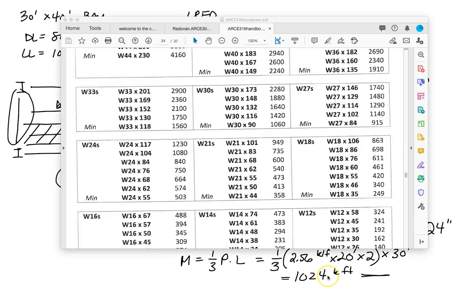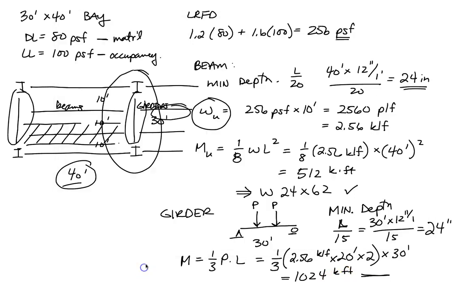So using our number down here, at the 1024 kip feet, I'm going to stay over here in the 24. That was our minimum depth. And 1080 would give us a capacity bigger than the demand, where the demand is right here at 1024. So we would end up with 24 by 104.